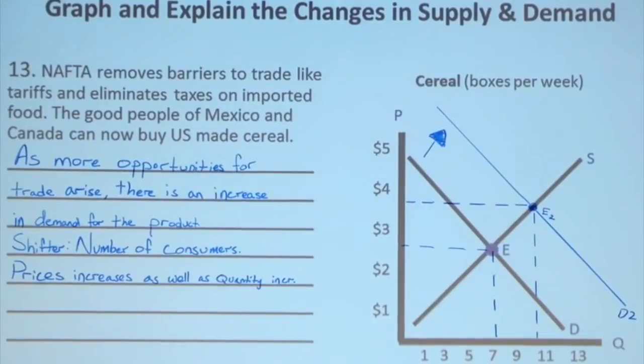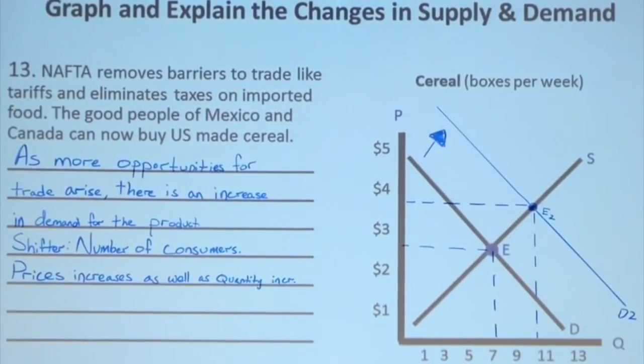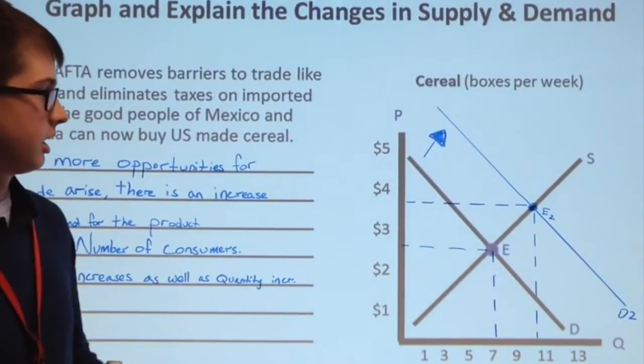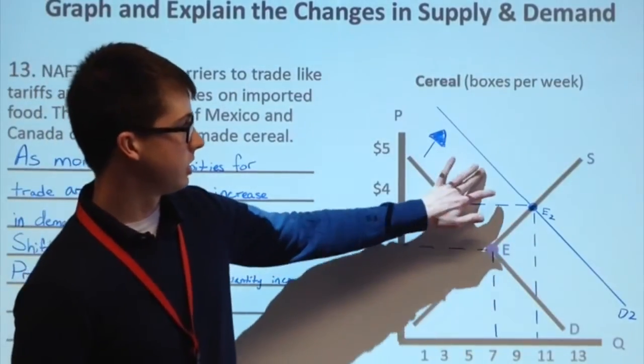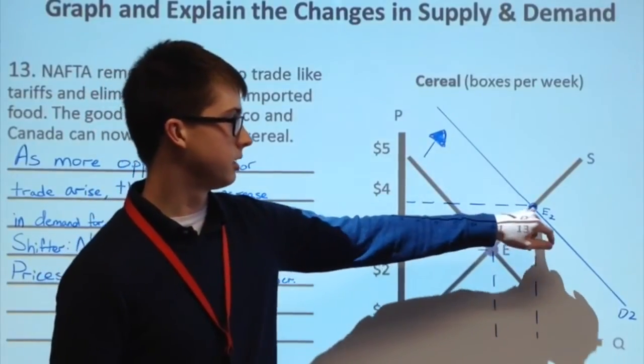As more opportunities for trade arise, there is an increase in demand for the product. The shifter of number 13 is the number of consumers, because of course the number of consumers rises when more trade is available. Prices, with the shift upwards in demand, increase as well as the quantity of the product. As we can see here, the line increases outwards and the equilibrium point is shifted to here.